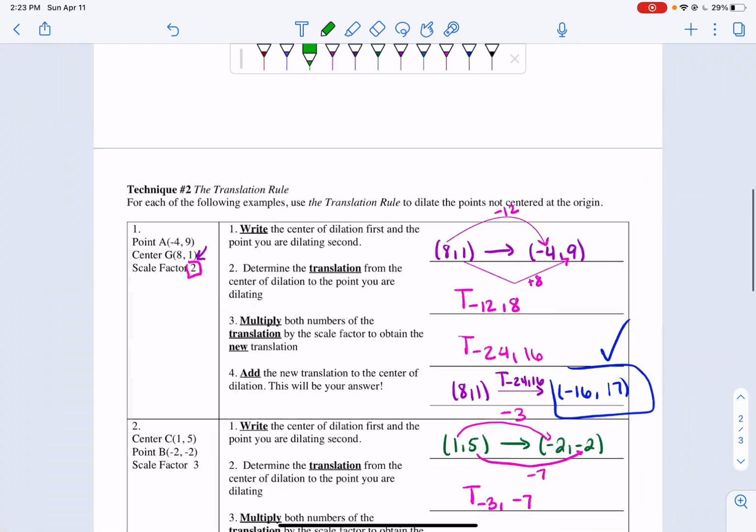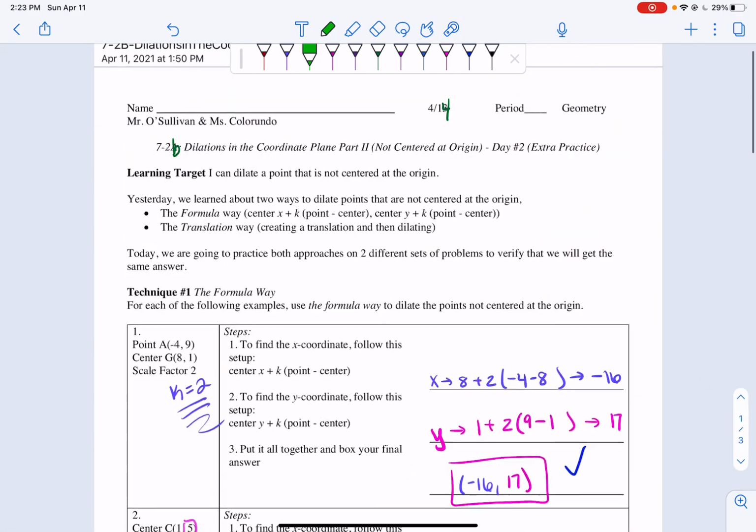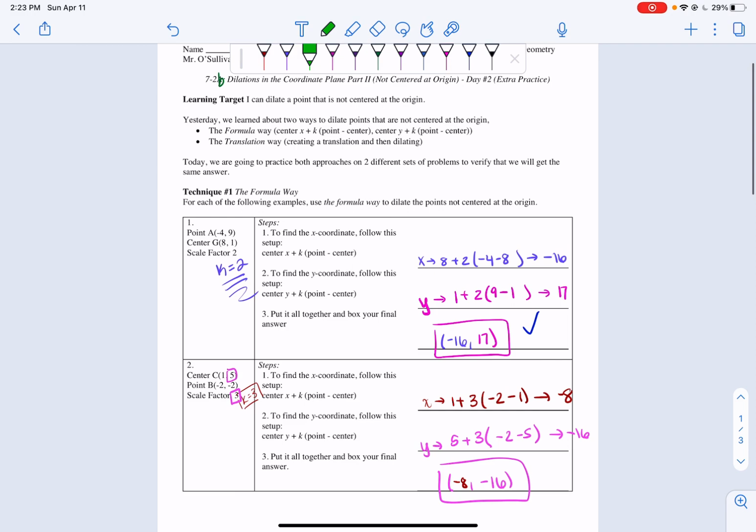So this is technique number 2, where we did the translation. And then this is technique number 1, where we did center x plus your scale times your point minus center, and center y plus your scale times your point minus your center.